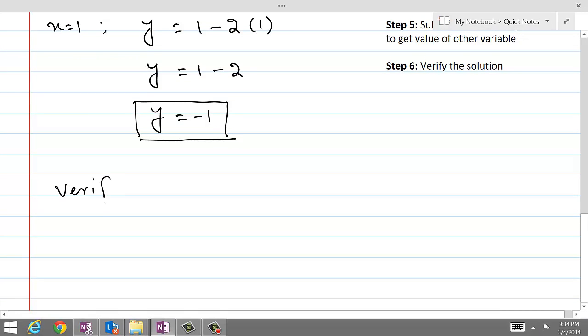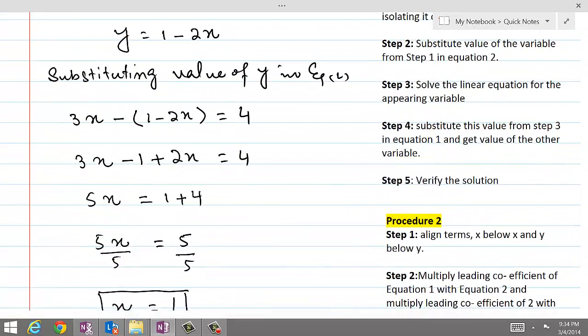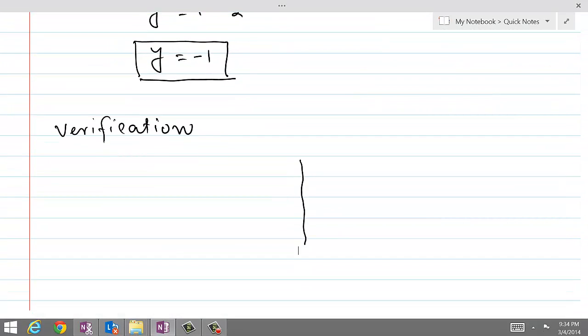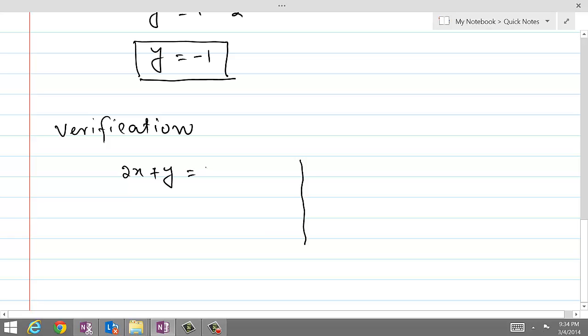For verification, we will take both the equations, and on both sides of these equations we will substitute. What was the first equation? The first equation was 2x plus y equal to 1, and the second equation is 3x minus y equal to 4.